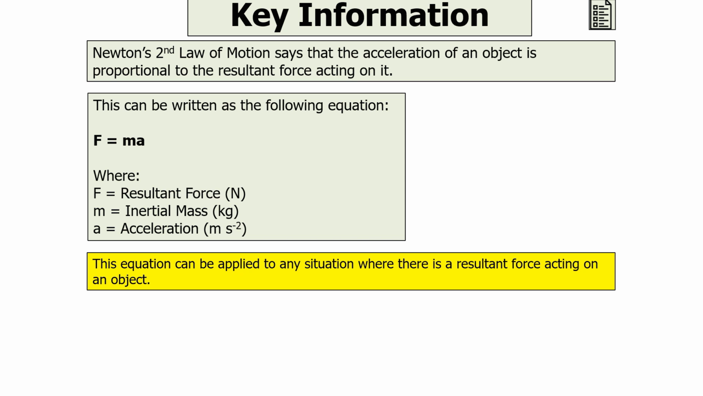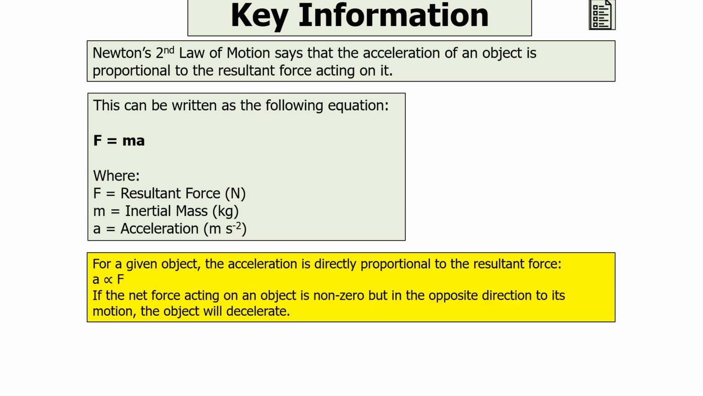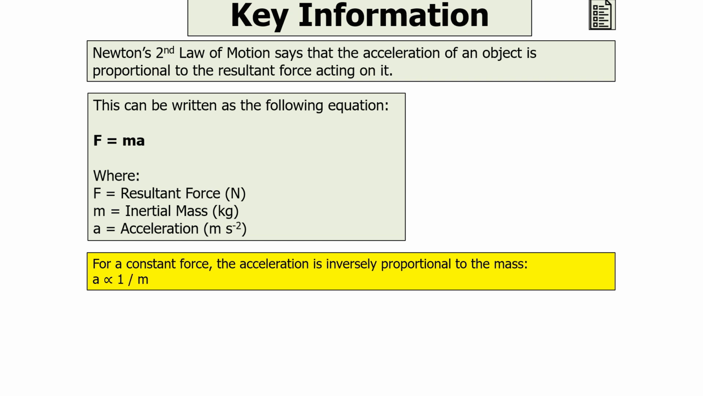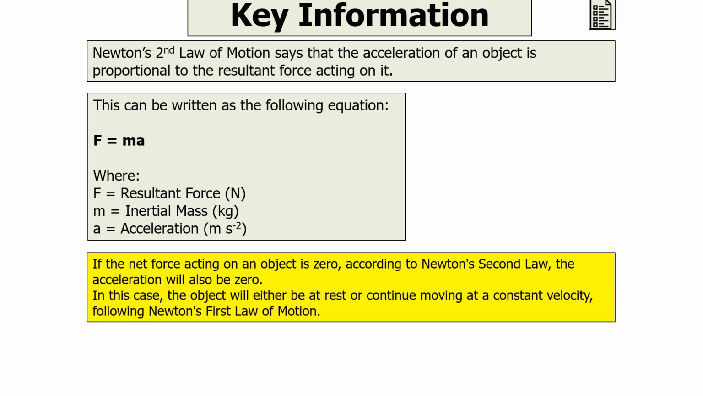So this equation can be applied to any situation where there is a resultant force acting on an object of constant mass. So for a given object, the acceleration is directly proportional to the force. Now, if the net force acting on an object is non-zero, but in the opposite direction to the motion, the object will decelerate. So for a constant force, the acceleration is inversely proportional to the mass. Now, in this case, if the net force acting on an object is zero, according to Newton's second law, the acceleration of the object will also be zero.